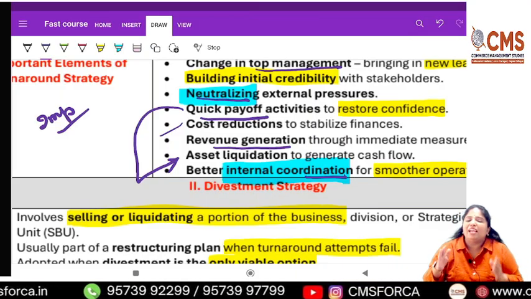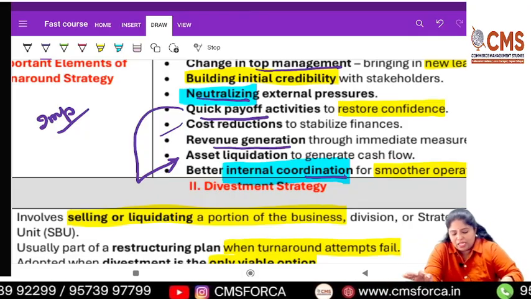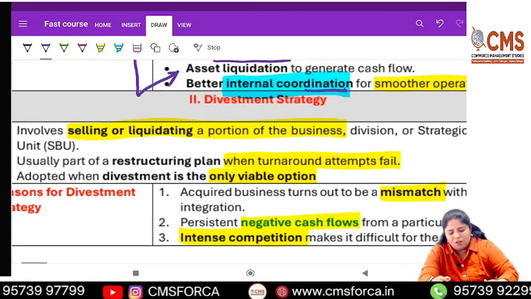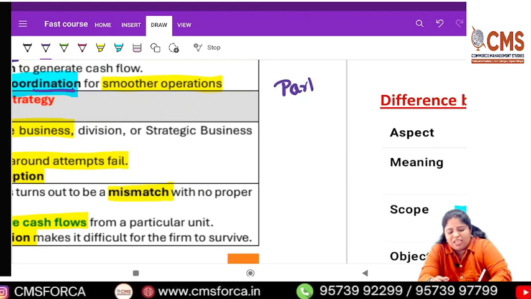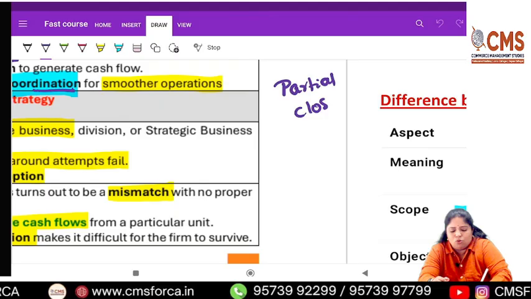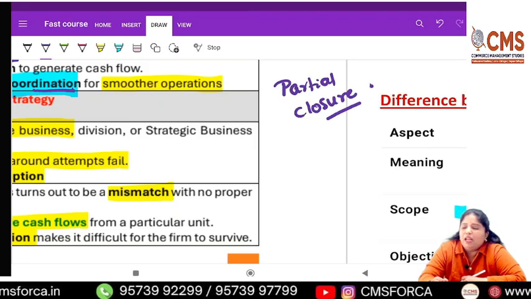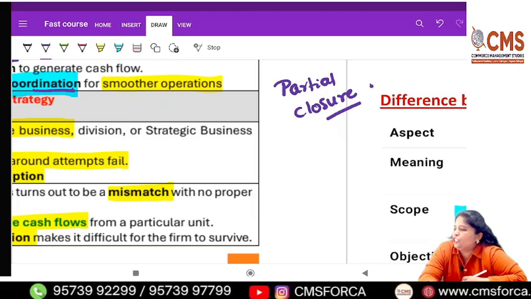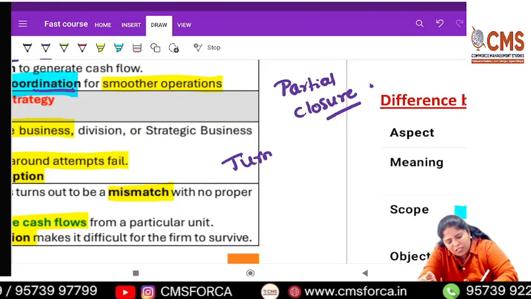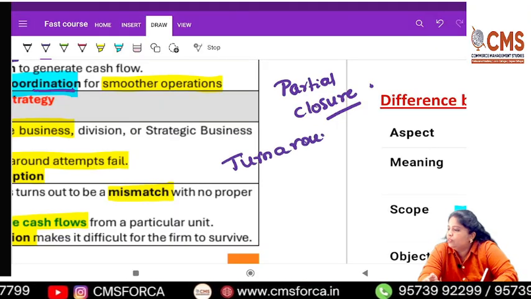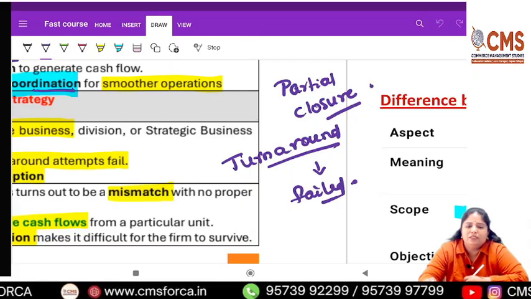And divestment is always only a partial closure. So the key point you need to remember whenever you talk about divestment strategy is that divestment is always only a partial closure. Now, divestment comes into action when the organization has made all their attempts at turnaround and their turnaround attempts have failed.